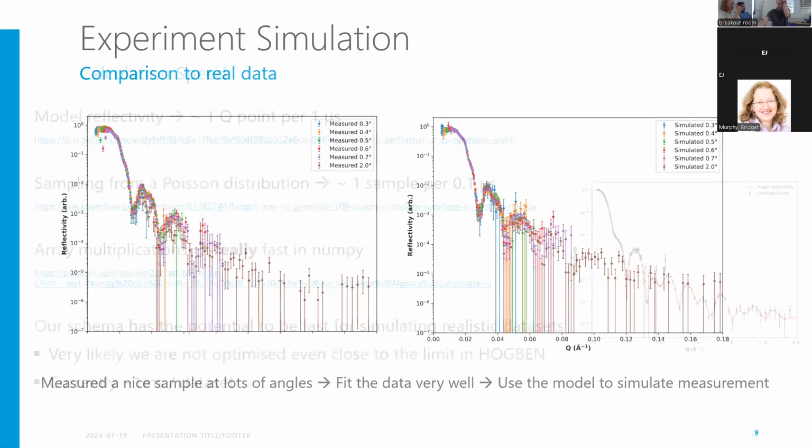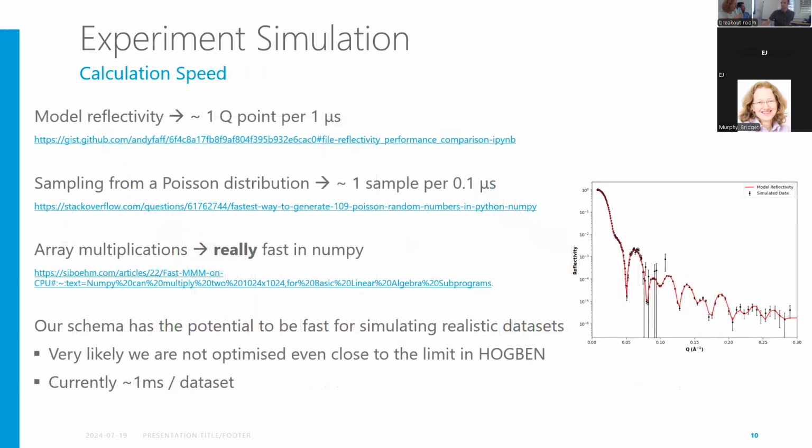So hopefully this shows that I can simulate an experiment and it looks like it would on the beamline that I'm going to measure it at. And I did this as a thing for fun. How fast can you measure? Can you calculate these things?